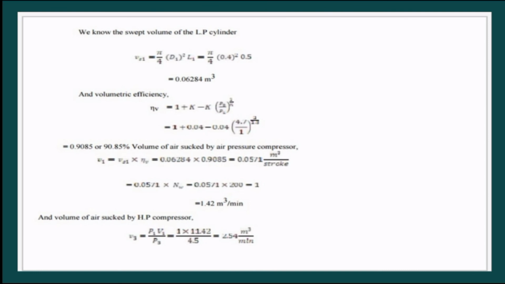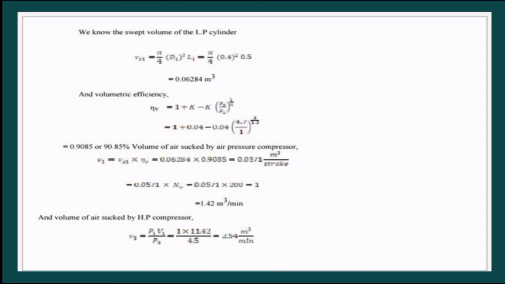The volumetric efficiency, ηv, is equal to 1 plus K minus K times the parenthesis of P2 over P1 raised to 1 over n, which is equal to 1 plus 0.04 minus 0.04 times the parenthesis of 4.7 over 1 raised to 1 over 1.3. And the volumetric efficiency is equal to 0.9085 or 90.85%.